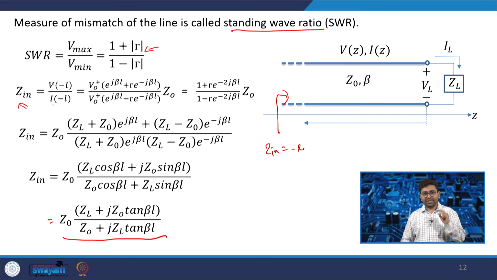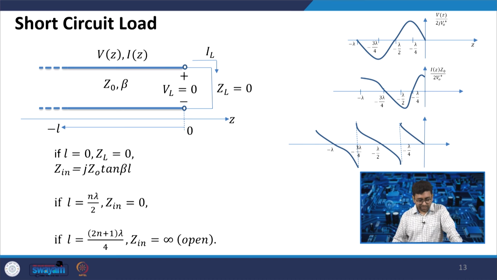There are two special cases we will consider, the two extreme cases for the load ZL, which are short circuit and open circuit. If your load ZL is equal to 0, that means it is a short circuit, and you have a maximum current, so IL is the maximum current and VL is equal to 0. If you put ZL equal to 0 in that equation, your input impedance Zin is equal to j Z0 tan beta L.